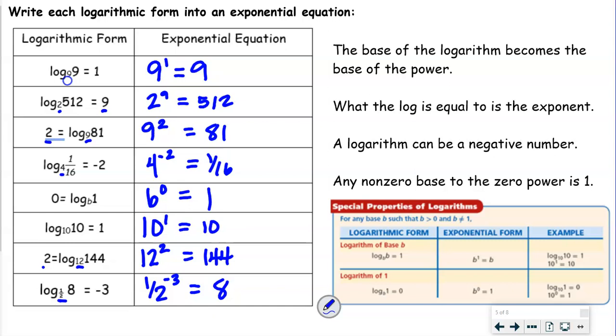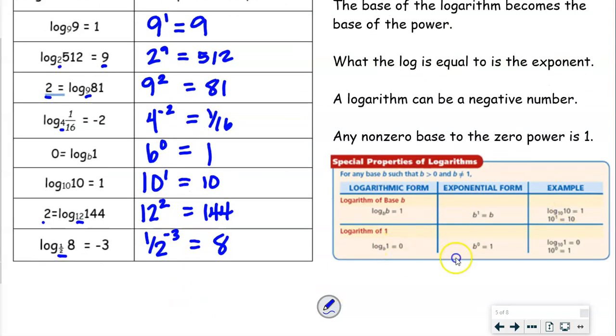Okay, so now we're going to talk about these properties over here to the right. So I want to go over these. When we got log base b of b equals 1, why is that? It's because we're going to take this little b right here to the first, and that's always going to be equal to whatever this base was, because anything to the first power is itself.